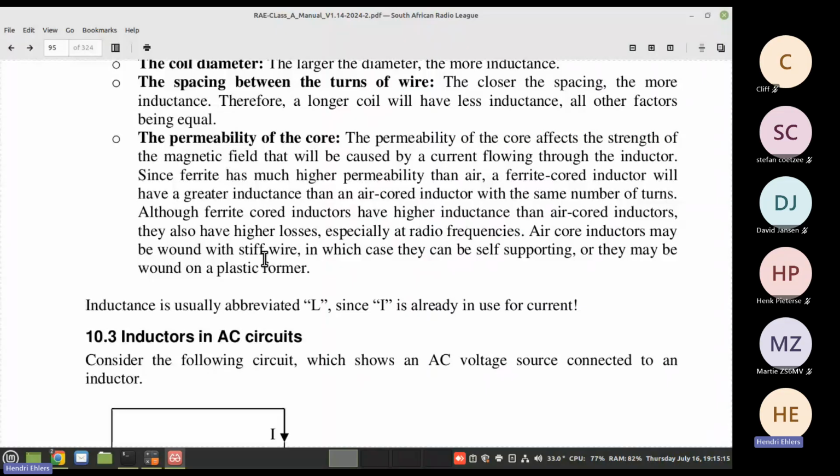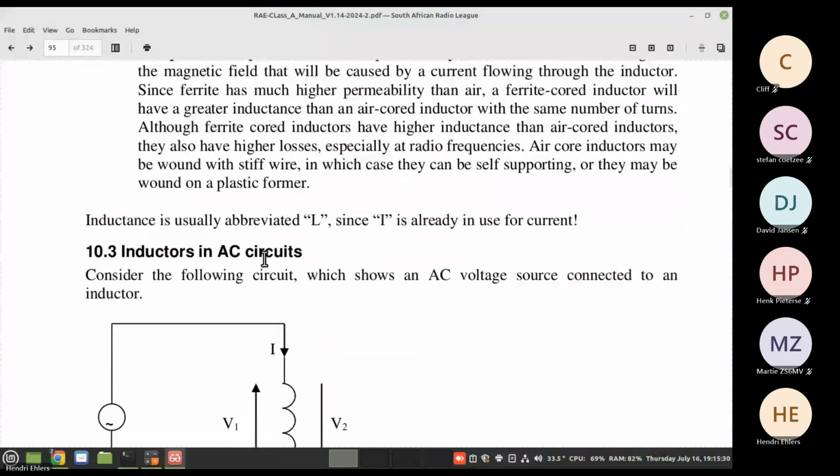I've got a few cores lying around here. Once you're in the game, you use those things everywhere, because whenever you've got some distortion or noise, you just slip a core on just to see whether it's maybe that.